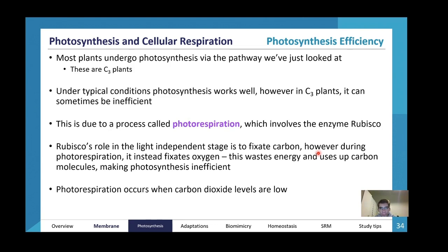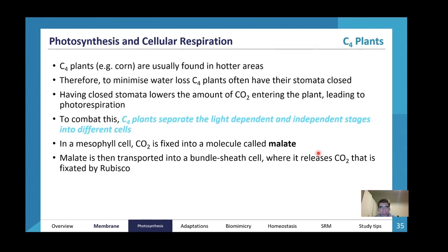Photorespiration occurs when carbon dioxide levels are low. C4 plants are usually found in hotter areas. Therefore, to minimize water loss, C4 plants often have their stomata closed. Having closed stomata lowers the amount of carbon dioxide entering the plant, leading to photorespiration.